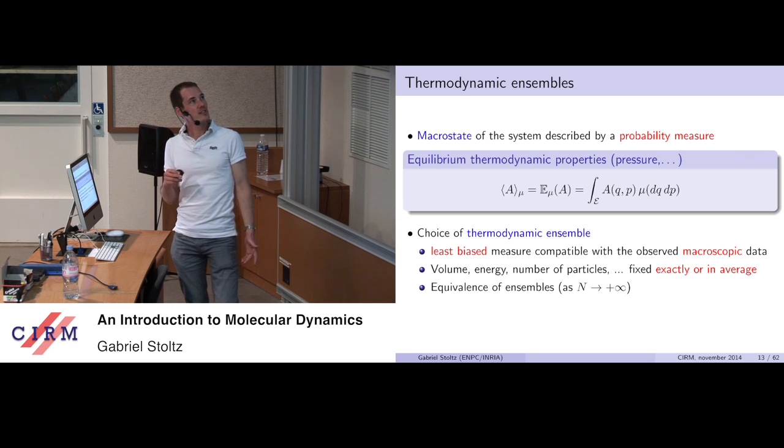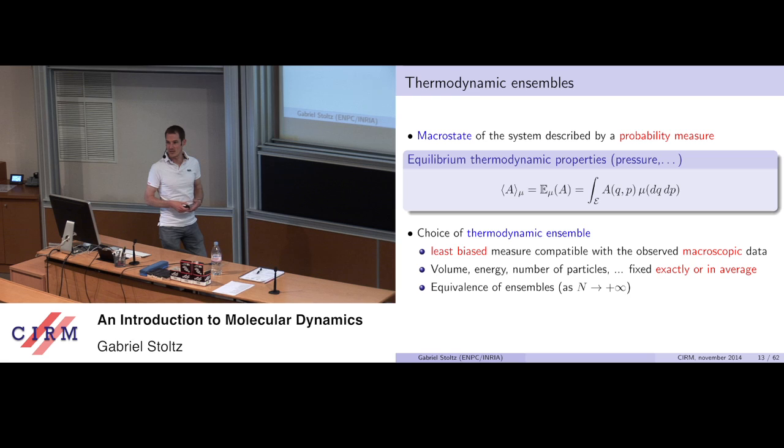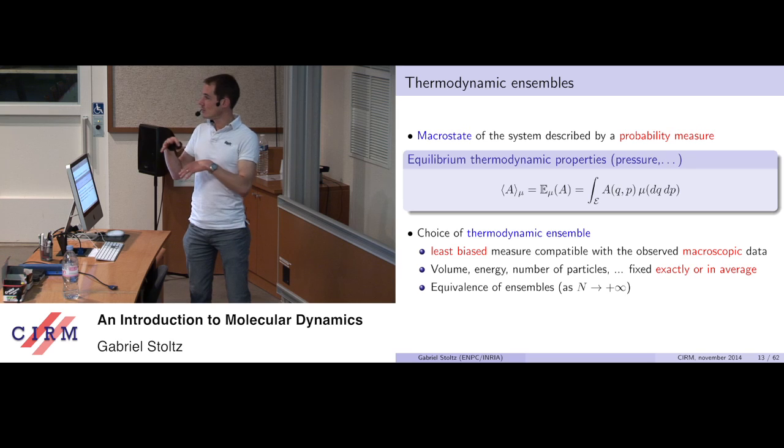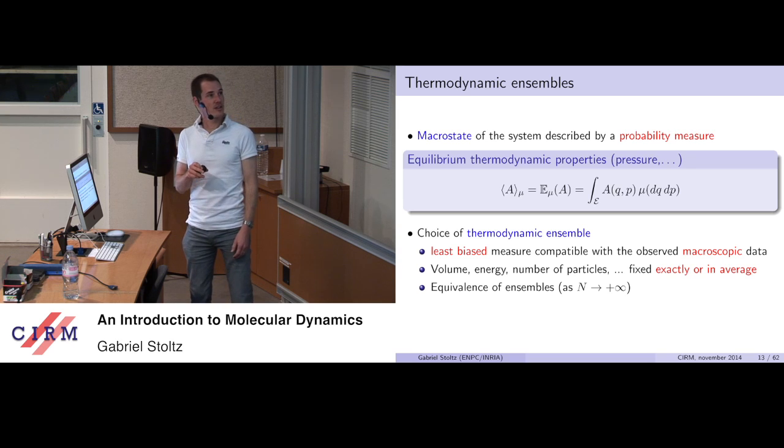And how do you choose it? Well, the general rule is that you choose the ensemble as being the least biased measure which satisfies some given macroscopic constraints. So you put the least information you can in your modeling of the system through this probability measure. To fix it, you have to decide whether the volume of your simulation box is fixed exactly or in average, whether the energy is fixed in average, and the same for the number of particles.